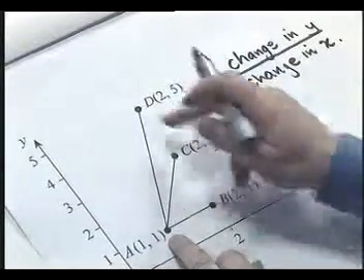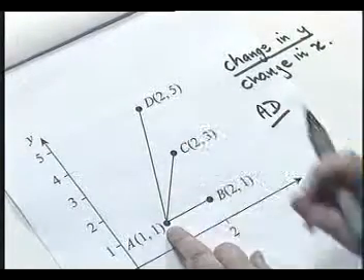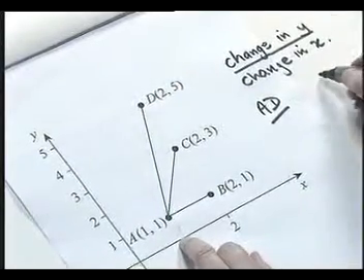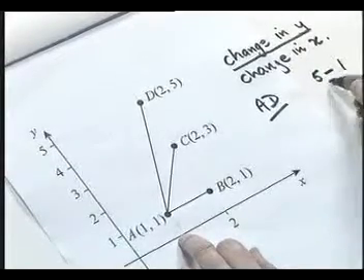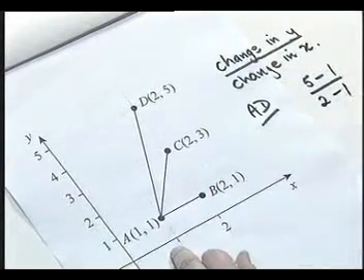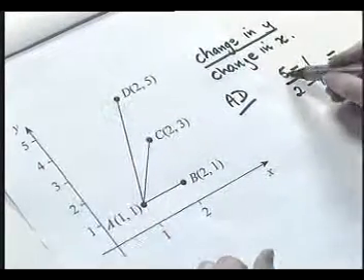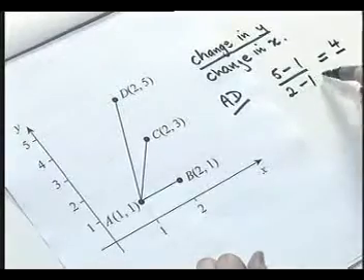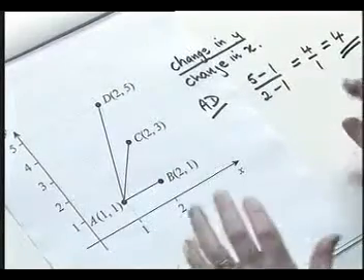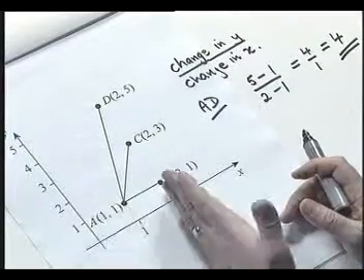Let's do it for the points A and D. As we move from A to D, y changes from 1 to 5. So the change in y is 5 minus 1, and the change in x, well, x changes from 1 to 2, so the change in x is 2 minus 1. So this quantity, the change in y over change in x, for the line AD is 5 minus 1, which is 4, over 2 minus 1, which is 1, and 4 over 1 is 4. So that's a measure of how much y changes as x changes from 1 to 2.